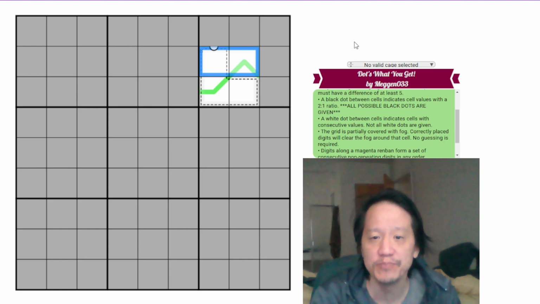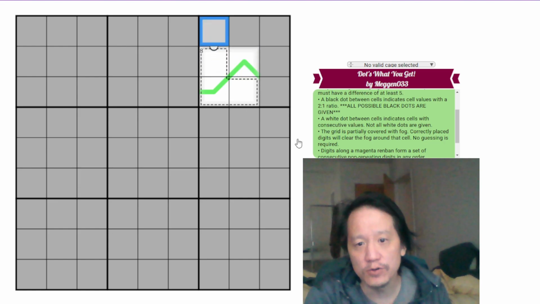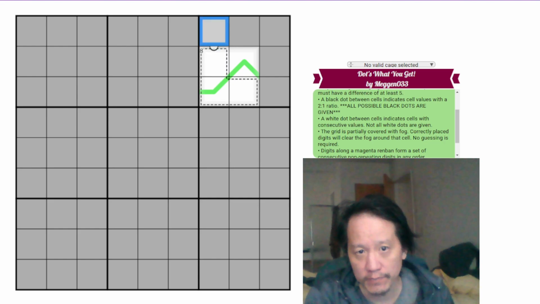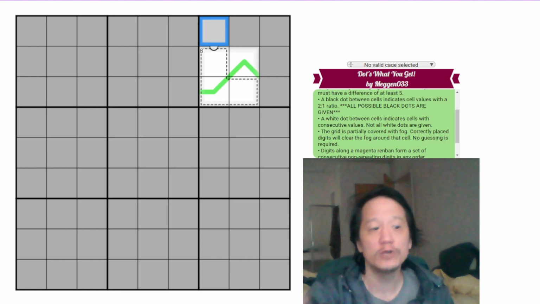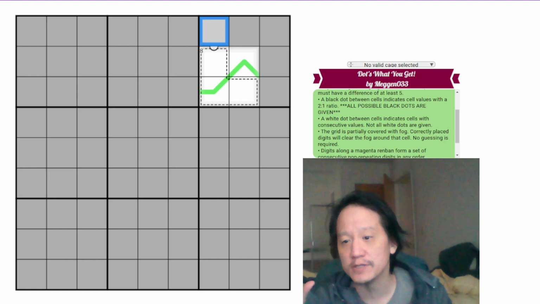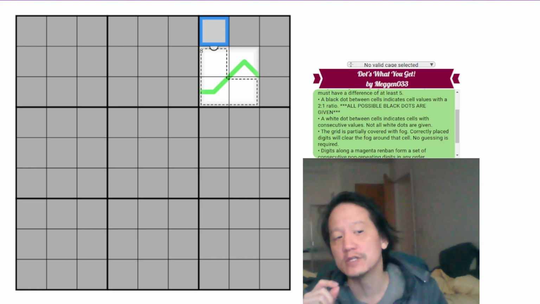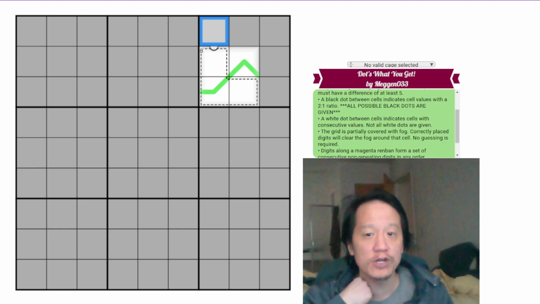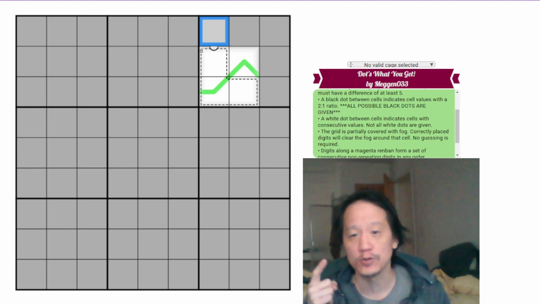Very important to know. White dots between cells indicate cells with consecutive values. So these are consecutive. So if this was a 6, this would have to be a 5 or a 7. Not all white dots are given. So there could be other cells on the puzzle which are consecutive, which do not have a white dot in between them. But it's different than the black dots. So the negative constraint is there for the black dots, but it's not there for the white dots.